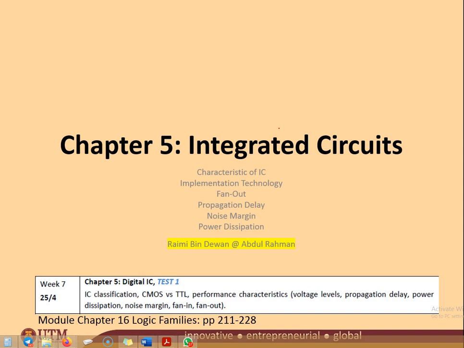So we will cover the next, which is chapter 5, integrated circuits. Okay, you may see the slides here might have different numbering from the module. Don't worry, it still covers the same content. The important thing is that we must fulfill the week. What should be learned on that week? So the next one will be our week 7.